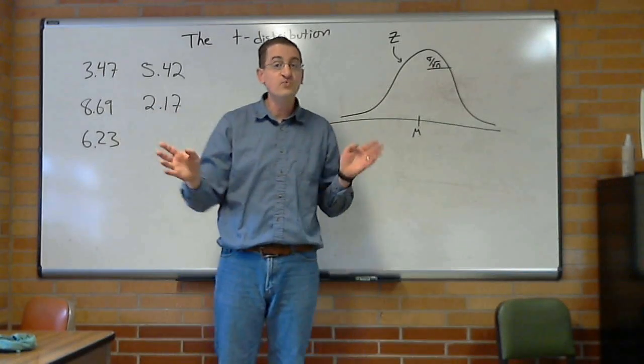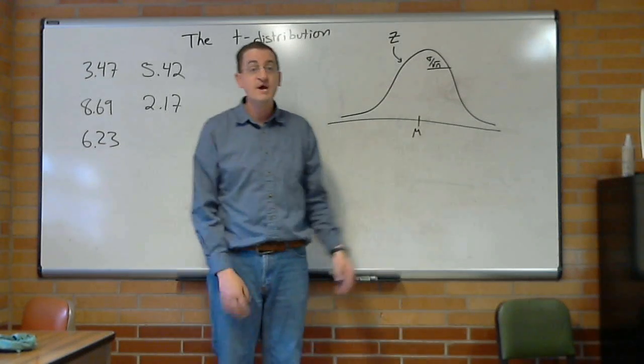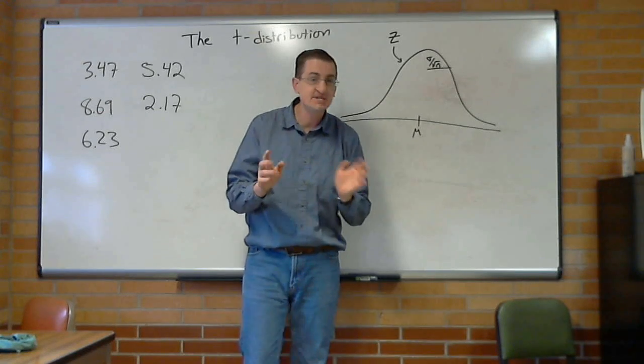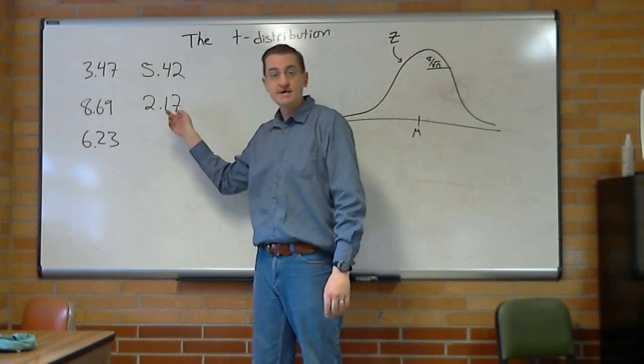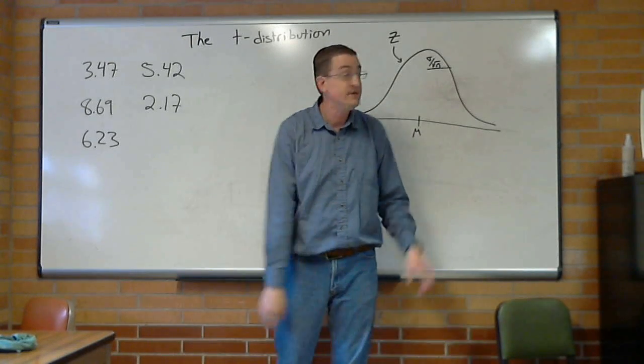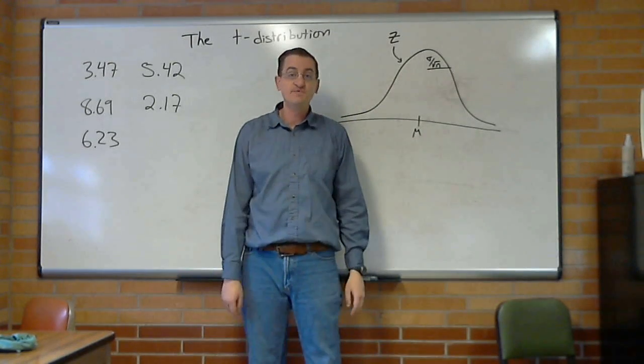So true story, once upon a time this wasn't an issue. Everybody just assumed they knew Sigma. How were they getting magic Sigmas? They would look at the data and they would calculate the standard deviation, which is what we did in chapter 1, and then they would put that in as if it was Sigma.